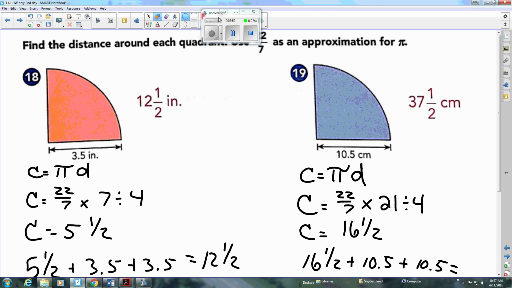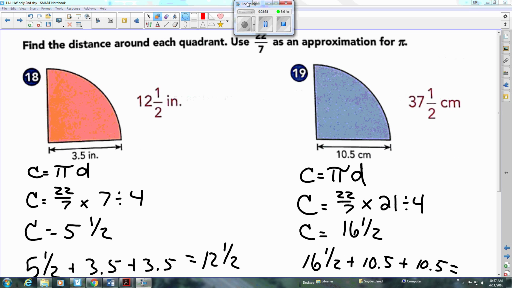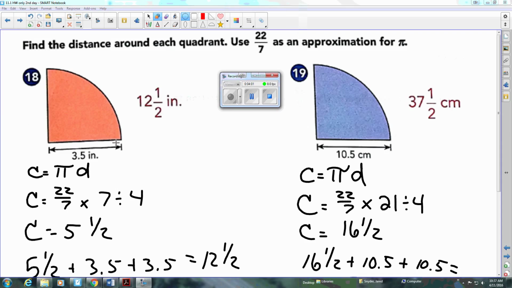Find the distance around each quadrant. Use 22/7 as your approximation. Okay, so now the arc is going to be 1/4 of the total. So we would take this 3.5, multiply it by 2, you get 7, times 22/7, then divide by 4, and it gives you 5 1/2. But then you're going to have to add 3.5 for this side plus this side, so it's really 7 plus 5 1/2 equals 12 1/2.